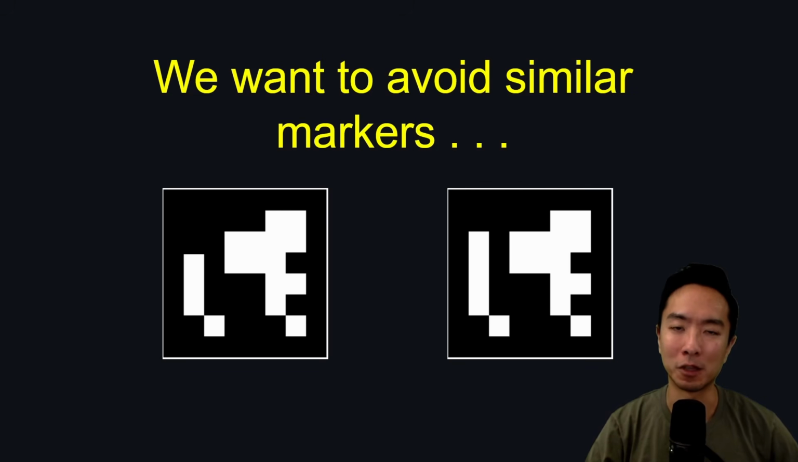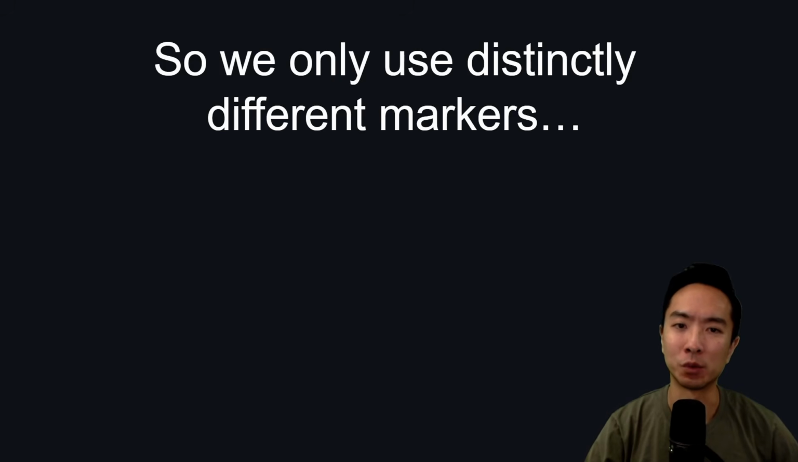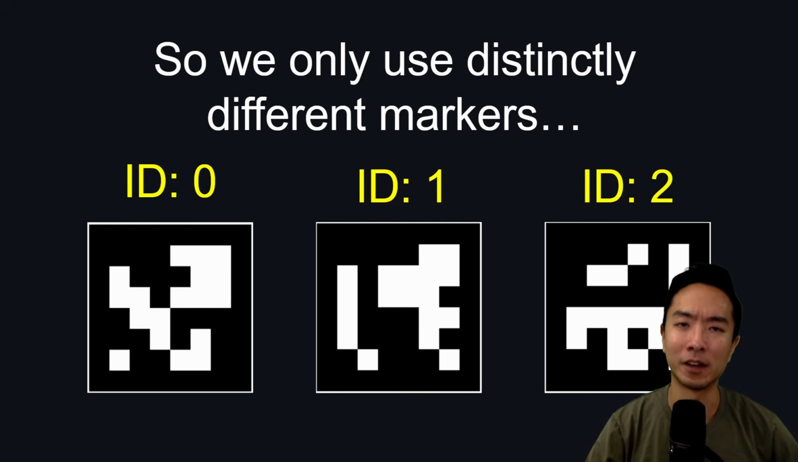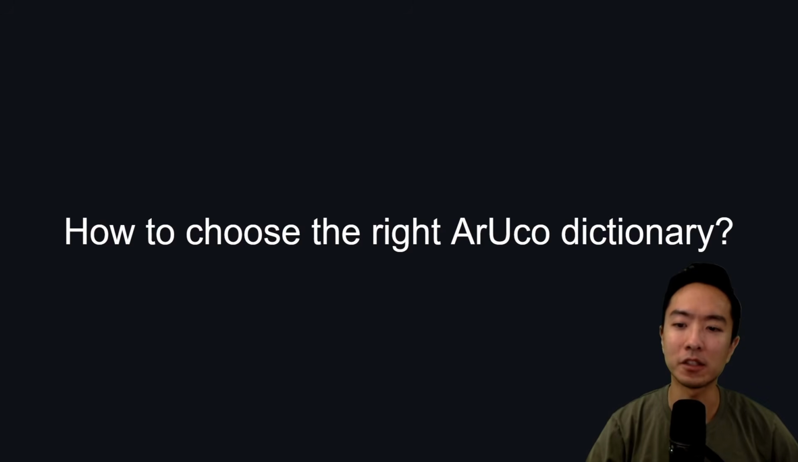So the algorithm could be confused if the 2 markers are too similar. So we only want to use distinctly different markers. So the idea is we're going to have markers that look very different, which we choose to be 250, and we're going to have an ID associated with each of the different patterns. So how do you choose the right ArUco dictionaries?